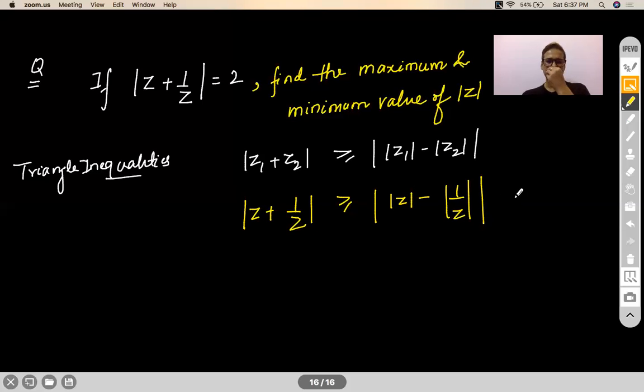Now, it's too early for you to figure this out. This is basically based on one of the properties that you will learn in modulus, in division, that if you have one complex number divided by the other and you're taking the modulus of the whole thing, you can actually write it separately as modulus 1 by modulus z. And modulus 1 is actually 1 only, right? Okay. So you can write it like this. Now this value is already given to us as 2.